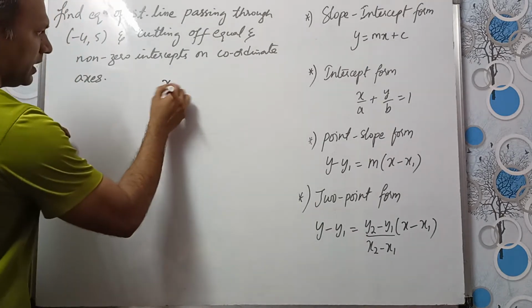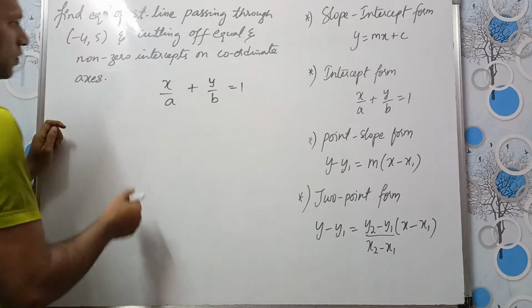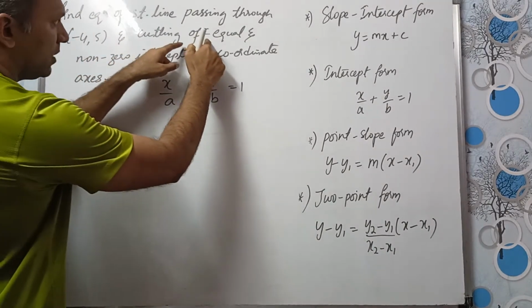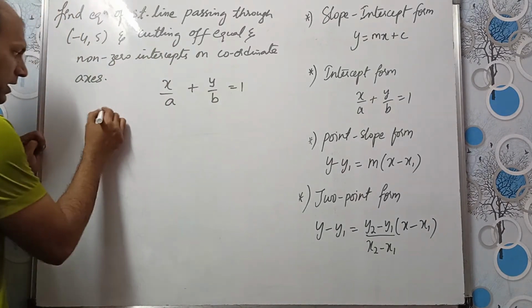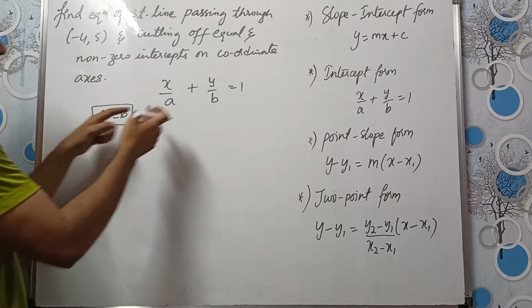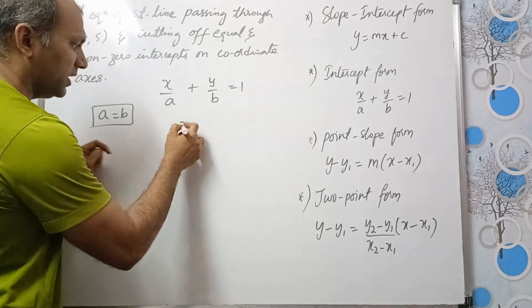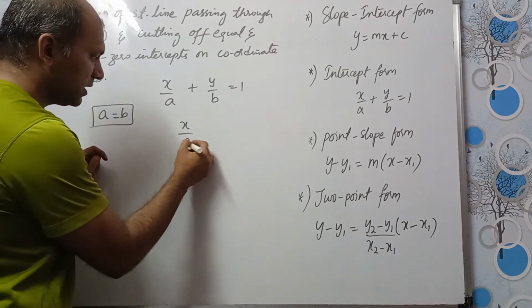Let us use x by a plus y by b is equal to 1. But what is given to us? Cutting off equal intercepts, which means a and b are equal. So let us substitute a in place of b, or we can substitute b in place of a also. It will give us the same answer.